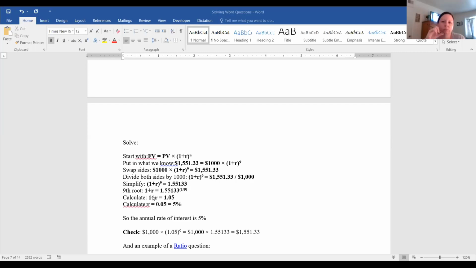And we get 1.05. So remember, that's 1 plus R. So R is 0.05 or 5%.